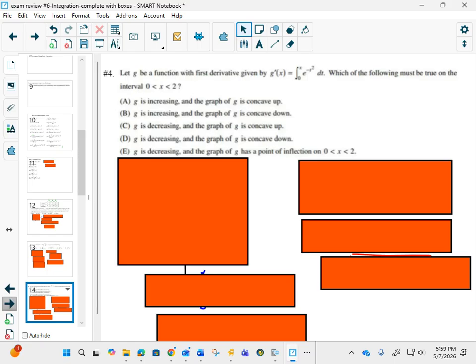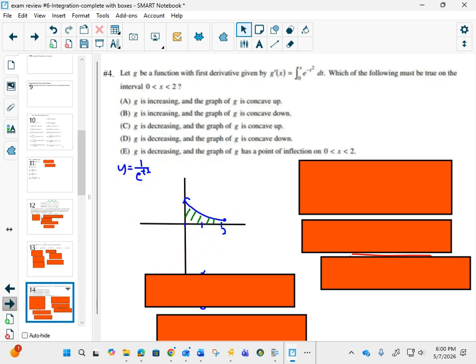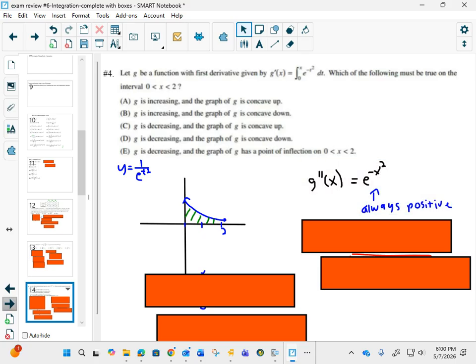You see the x on the top? It's going to make you think about the fundamental theorem of calculus. Which means if I take the derivative of that, it's going to go away. The derivative of that will be g double prime, and I notice all of these things talk about concavity. This was on one of the exams. First of all, g double prime of x from the fundamental theorem of calculus will be e to the negative x squared. And e to anything is always positive. So that tells me I already know it's concave up.